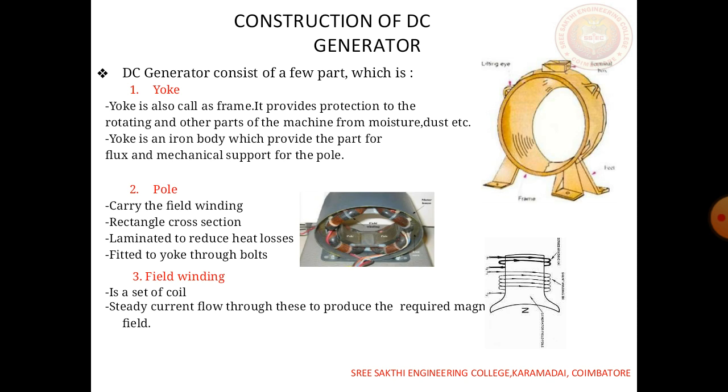Yes, the first part of the DC generator is the yoke. As I have said, the yoke acts as the outer part of the generator.